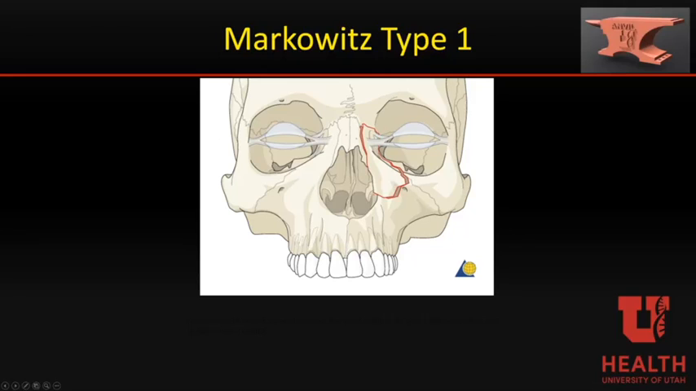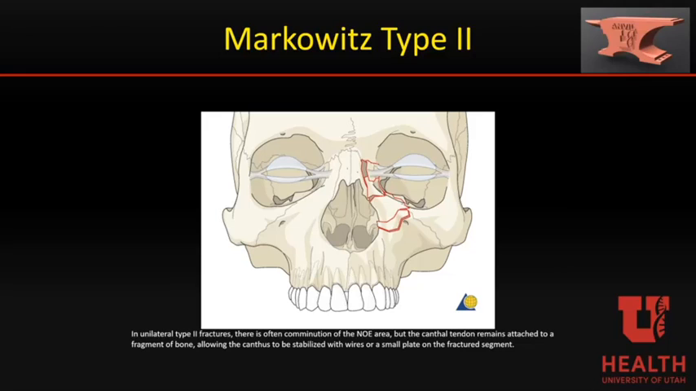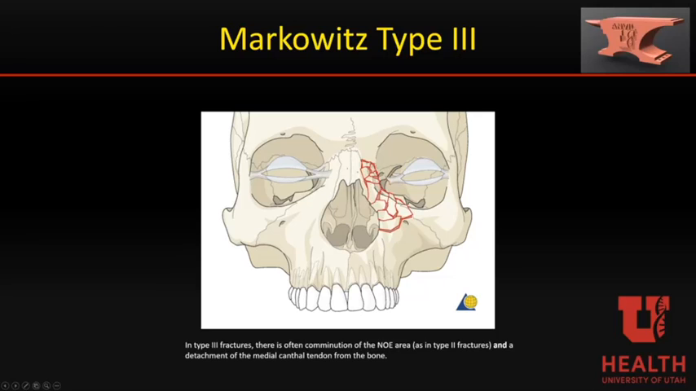In the Markowitz classification, if you have a large fragment with the canthal insertion still attached, that's a Markowitz type 1. If you have additional comminution, that can make a surgical repair more complicated. In a type 2, the canthal insertion is on a smaller fragment which is displaced in addition to nasomaxillary buttress fractures. In a type 3, the canthal tendon has been avulsed from the comminution and fragmentation.